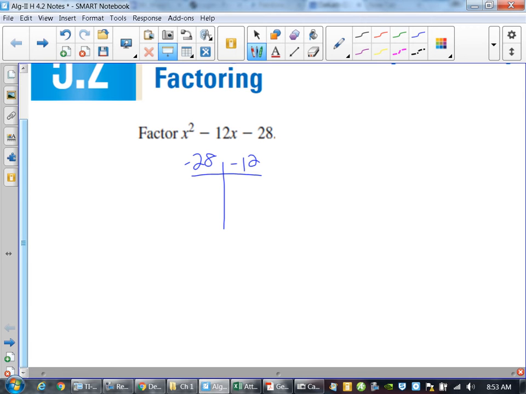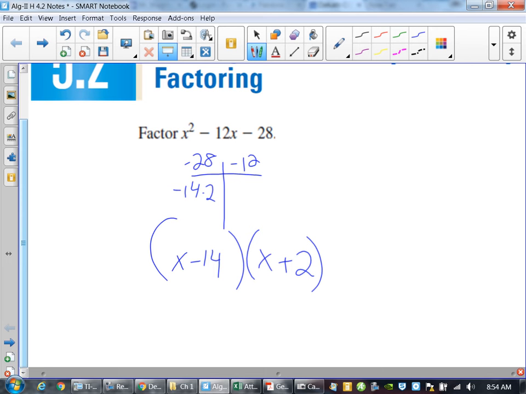The answer is x minus 14, x plus 2. Perfect. It's a negative 14 and a 2, which means your terms, remember we have terms, are x minus 14 and then x plus 2. Because if you FOIL that out, ladies and gentlemen, you get x squared minus 12x minus 28. Now, we don't have an equal sign here, but let's say we did. What would be my zeros?